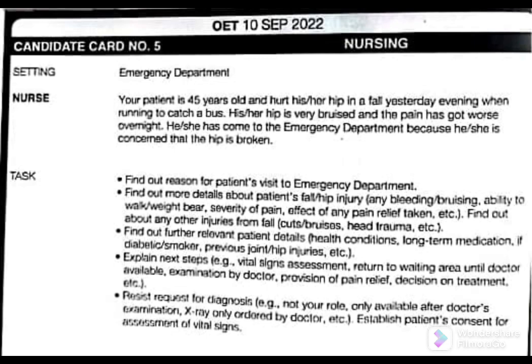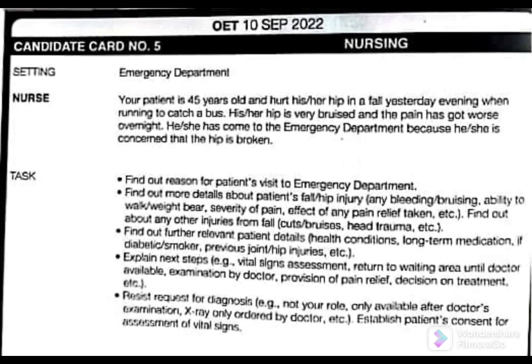Then the next task is to find out further relevant patient details regarding the health conditions, long-term medication, if diabetic or smoker, previous joint or hip injuries, etc. Then we can ask for getting further history.